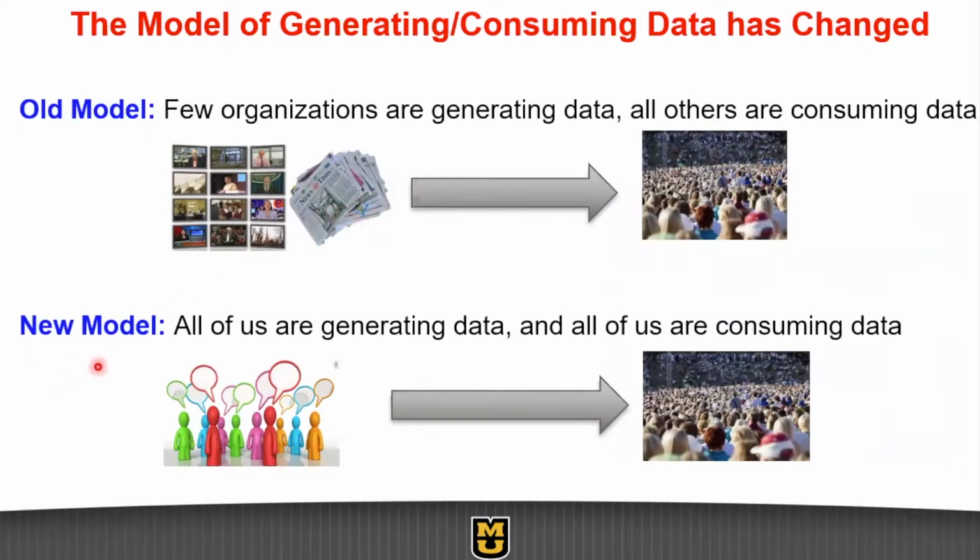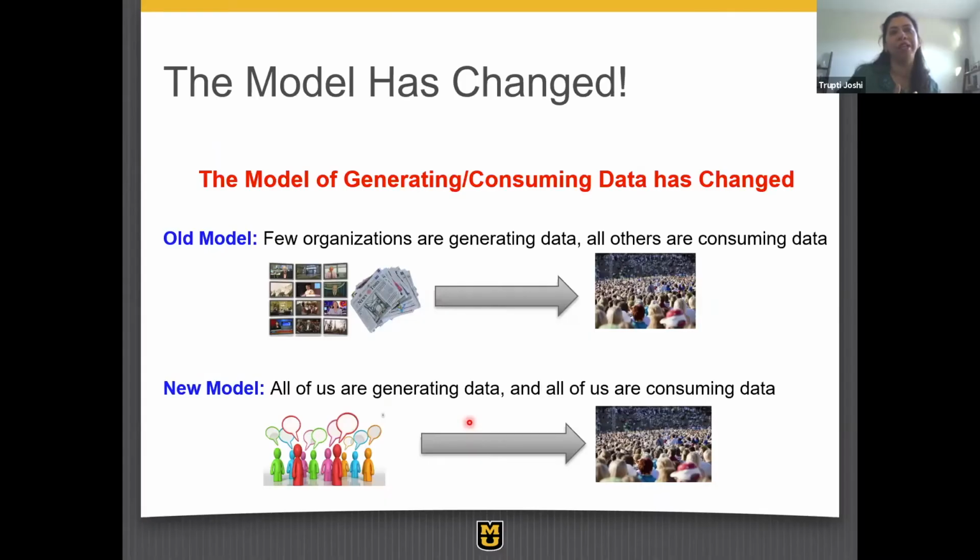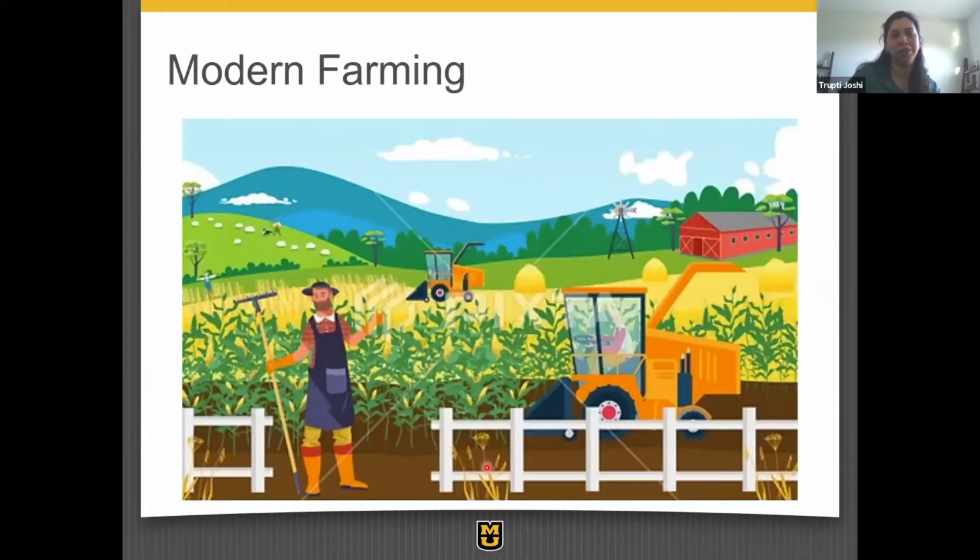But the new model really is where all of us are generating data and all of us are consuming data simultaneously. A good example of this, whether you like it or not, would be Facebook, Twitter, any kind of social media, any kind of blogs. You have these as different information sources. Of course, a lot of data is generated, but some of it might be relevant, some of it might be irrelevant, and so you also need to know how to weed out and differentiate between those.